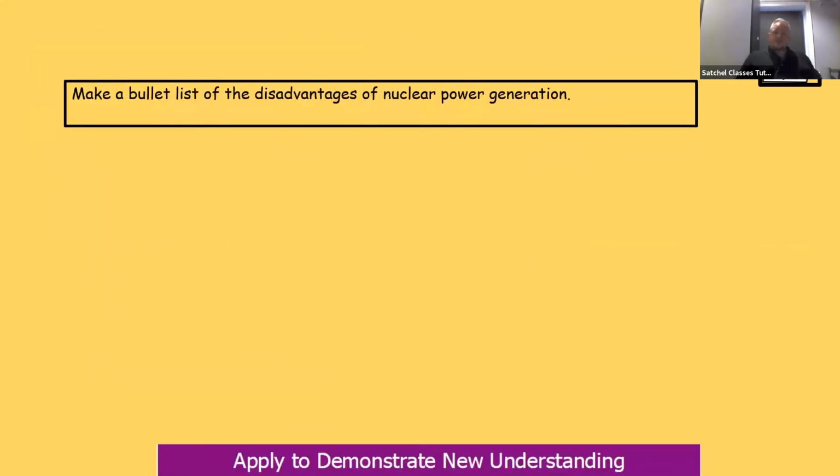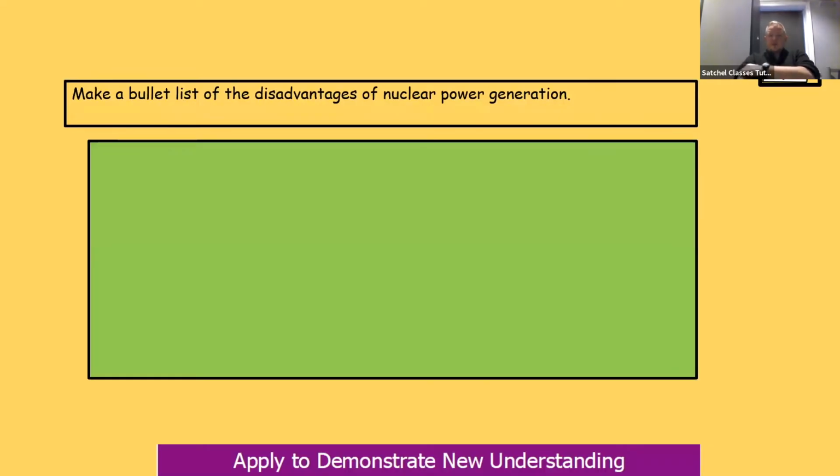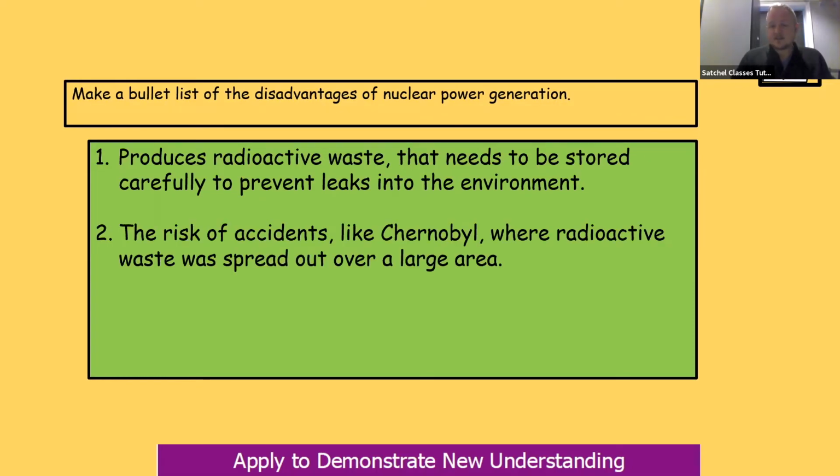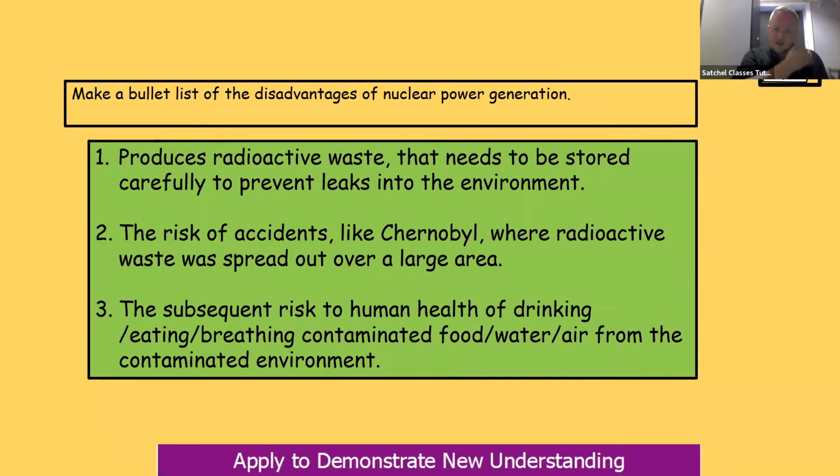So, bullet list of disadvantages now. We've got a couple of things to think about, but let's take a look. It produces radioactive waste that needs to be stored carefully. This is to prevent leaks into the environment so that it can't get into the water supply and then pass into the food chain. There is the risk of accidents like Chernobyl, where radioactive waste was spread out over a large area by an explosion that threw it up into the upper atmosphere where it was carried by high winds. And there is the subsequent risk to human health of drinking, eating or breathing contaminated food, water, or air from the contaminated environment associated with accidents like Chernobyl.